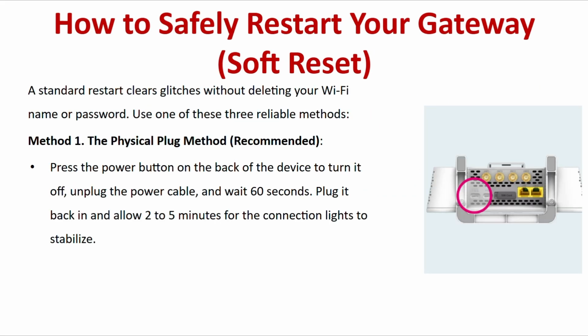How to safely restart your gateway, soft reset. Method 1. The physical plug method, which is recommended. Press the power button on the back of the device to turn it off. Then unplug the power cable and wait for 60 seconds. After that, plug it back in and allow 2 to 5 minutes for the connection lights to stabilize.